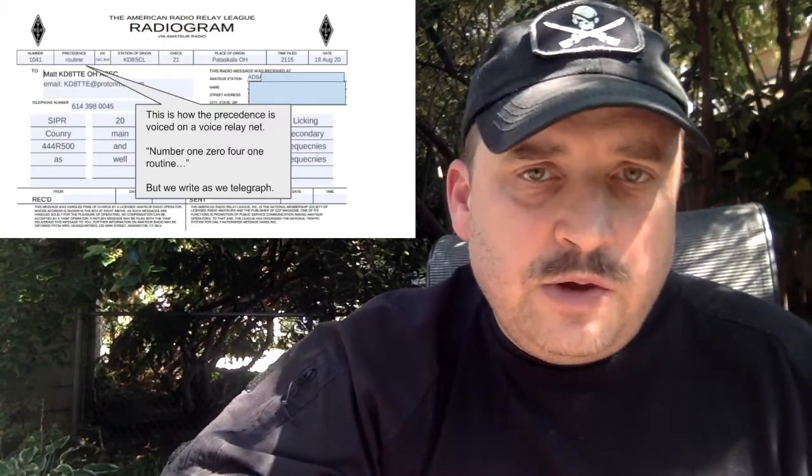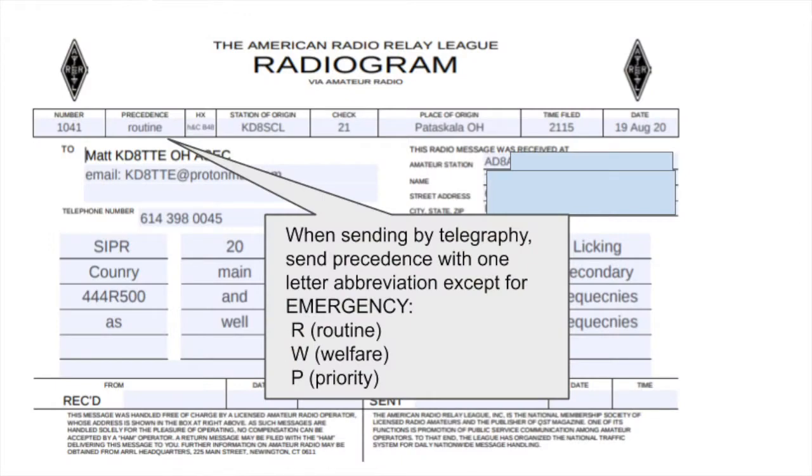However, the way that we write these is going to be the same way that we have them in radiotelegraphy. And that means that we're going to use the abbreviation. So when we're talking about the precedence, routine is abbreviated R, welfare is abbreviated W, and of course priority is abbreviated P. Emergency is the exception. Emergency is always written out.